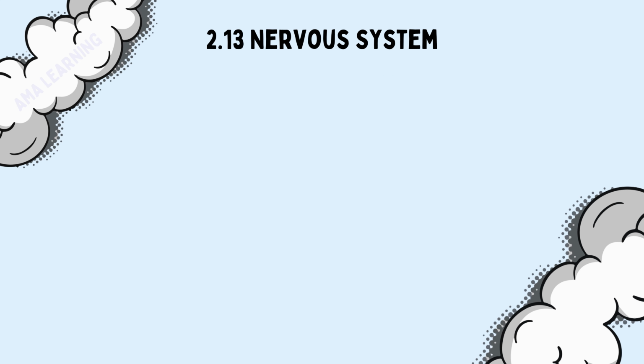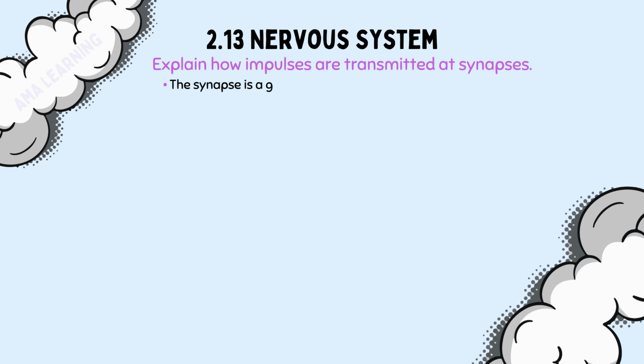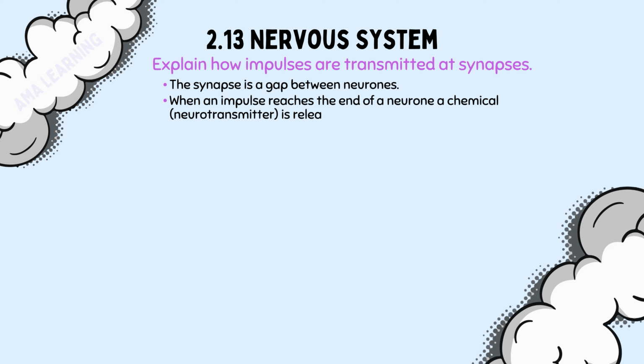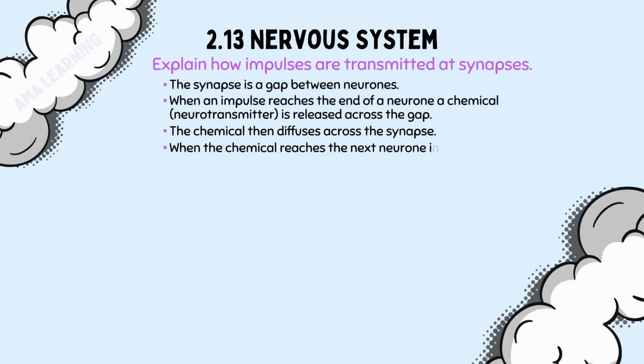Let's apply what we have just learnt to an exam-style question. The question asks us to explain how impulses are transmitted at synapses. We have learnt that the synapse is a gap between neurons. When an impulse reaches the end of a neuron, a chemical neurotransmitter is released across the gap. The chemical then diffuses across the synapse. Remember, the synapse is the gap between the neurons or nerve cells. When the chemical reaches the next neuron in sufficient quantities, this starts another impulse.